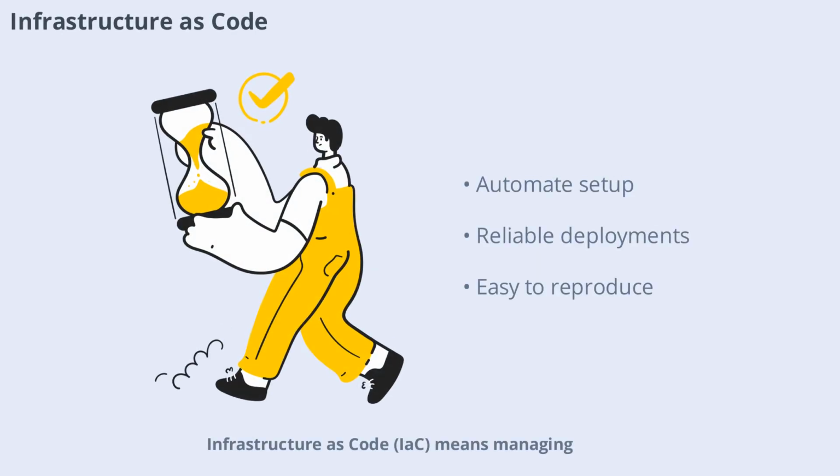Infrastructure as code (IaC) means managing and provisioning computing resources through code. Tools like Terraform and Ansible automate infrastructure setup, making deployments faster, more reliable, and easier to reproduce.